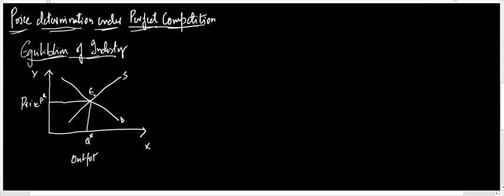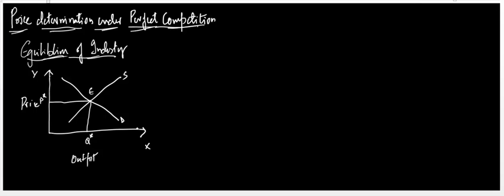So the equilibrium of the industry is attained when the demand is equal to the supply, and the price is going to be the equilibrium price, and the quantity is going to be the equilibrium quantity. Whenever the demand and supply are equal, the quantity is the equilibrium quantity and the price is the equilibrium price. So in this case, P star is the equilibrium price and Q star is the equilibrium quantity.